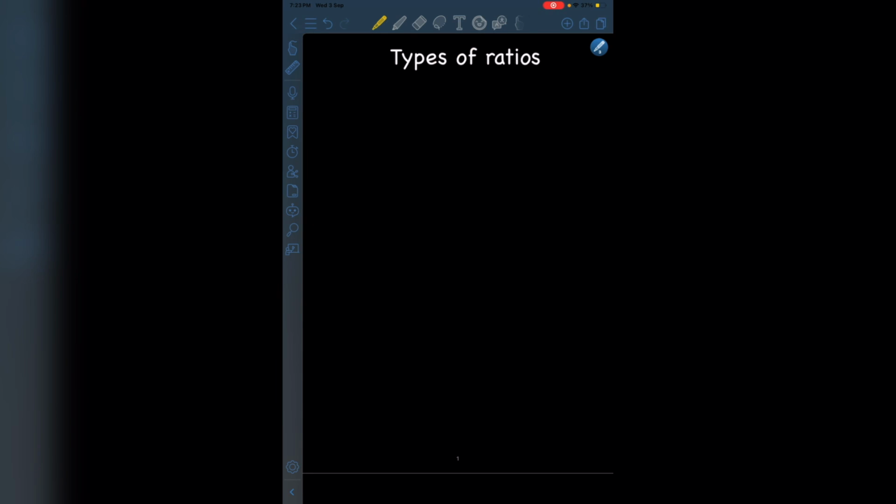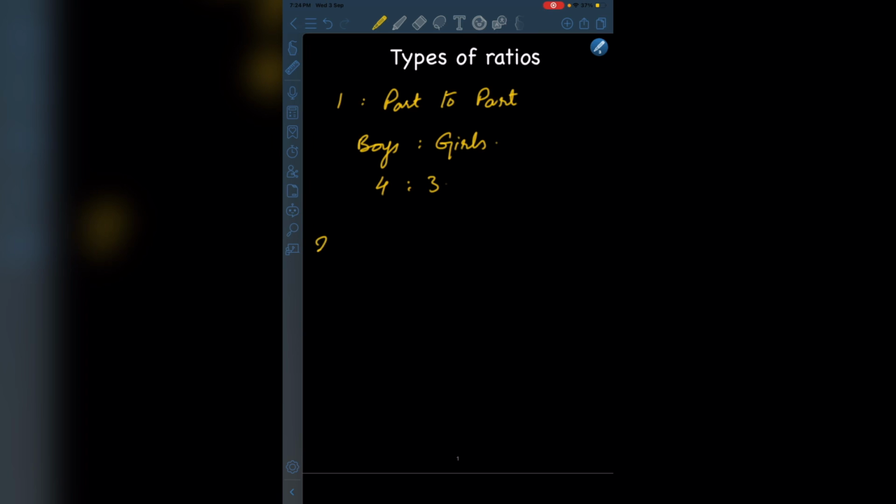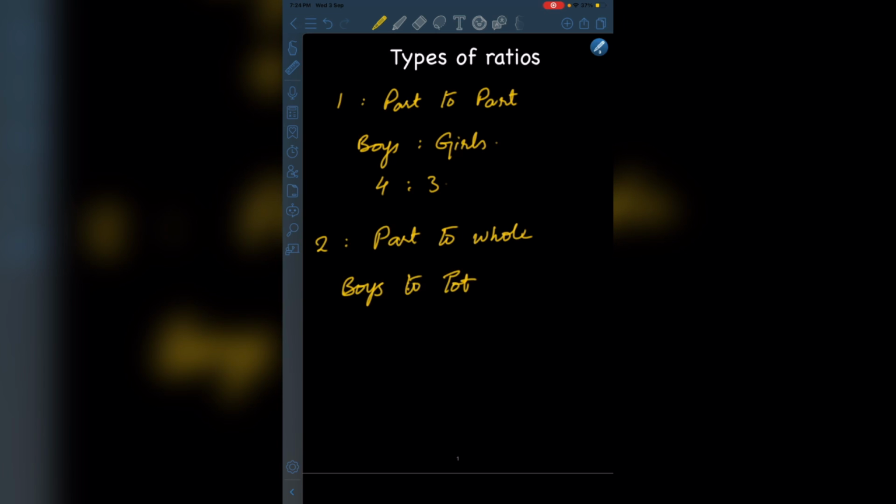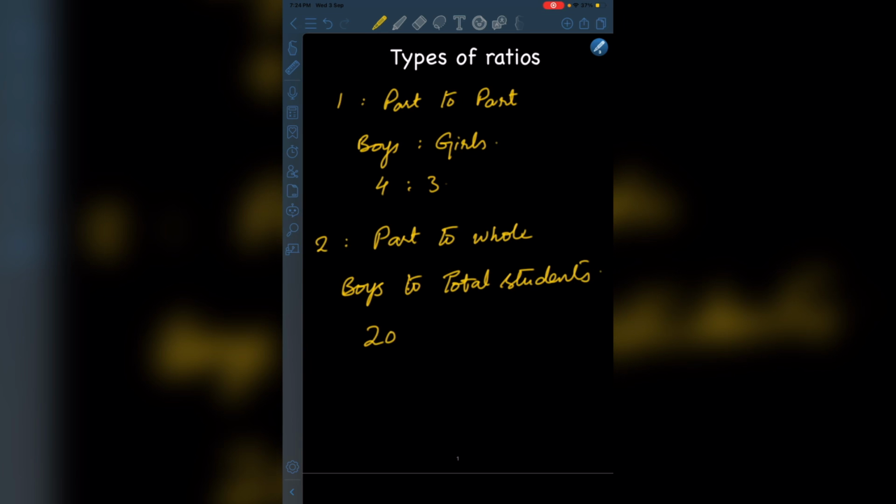Types of ratios. Number 1, that is part to part. For example, boys to girls. Boys to girls ratio is 4 to 3. Number 2, part to whole. That is comparing one part with the total. For example, boys to total students, that is 20:35.